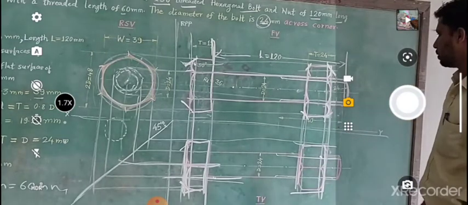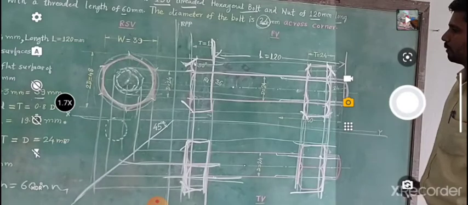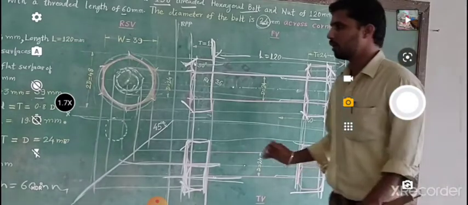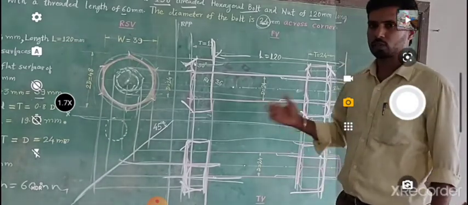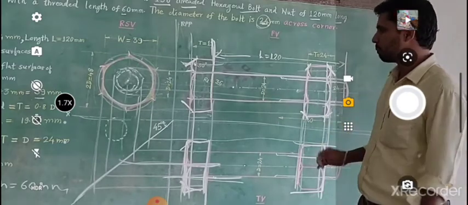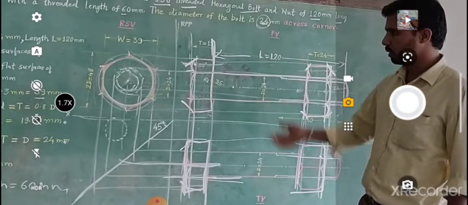Okay, so this will give you a clear idea about how you can draw the hexagon headed bolt and nut. If any doubts are there, you can type in the comment in the group. So let's once again discuss it.